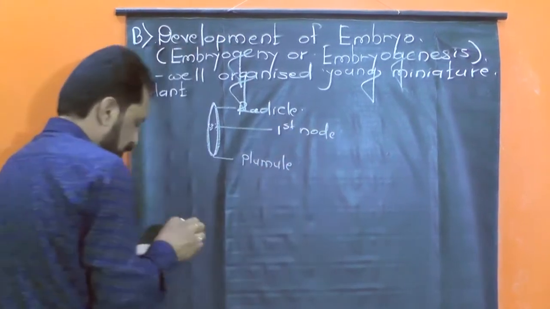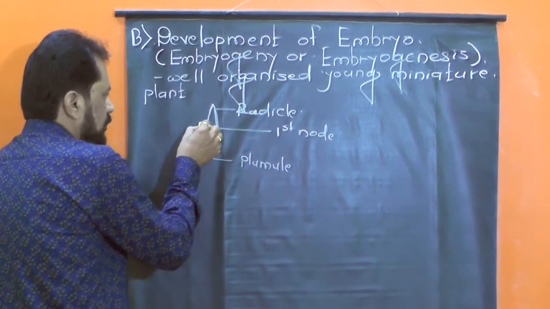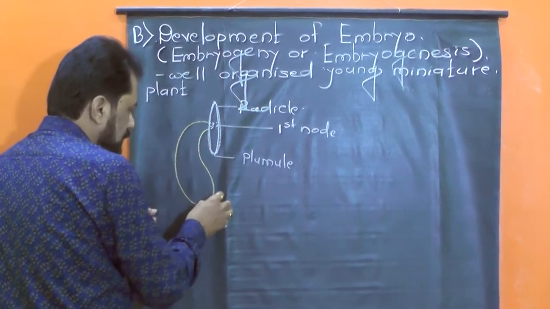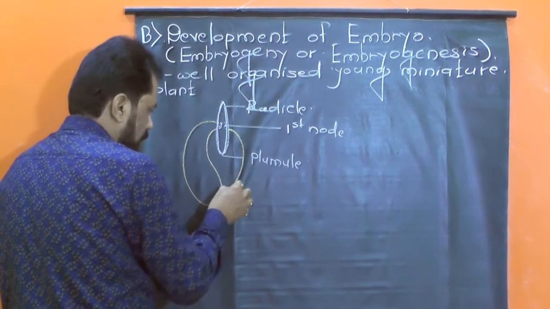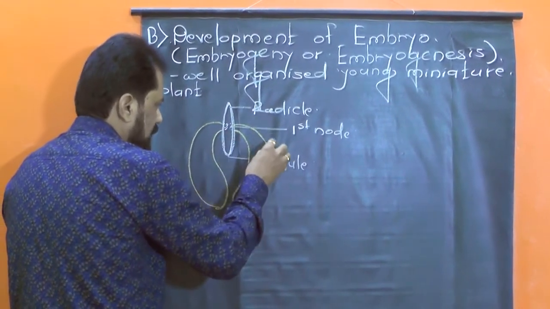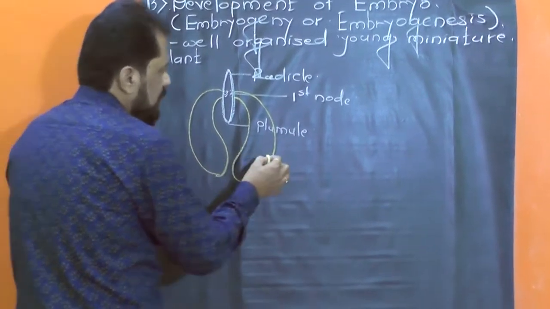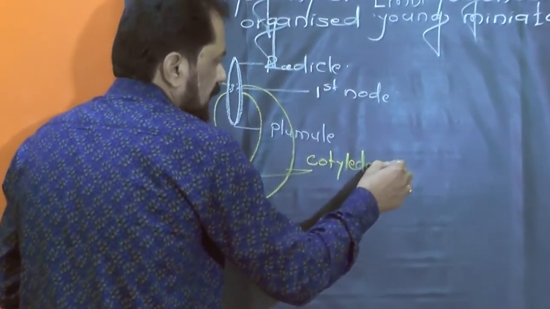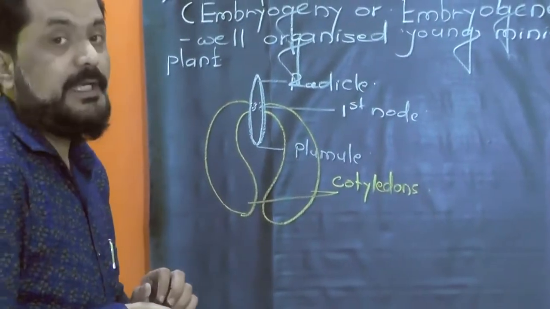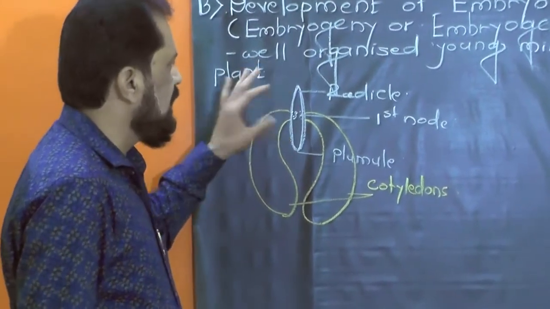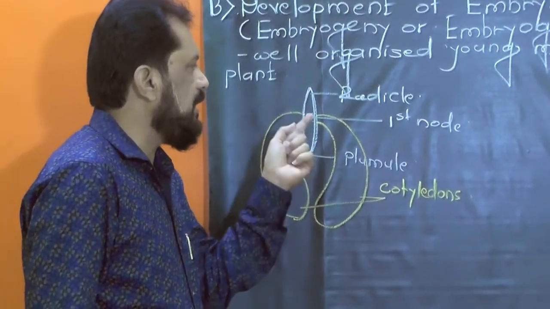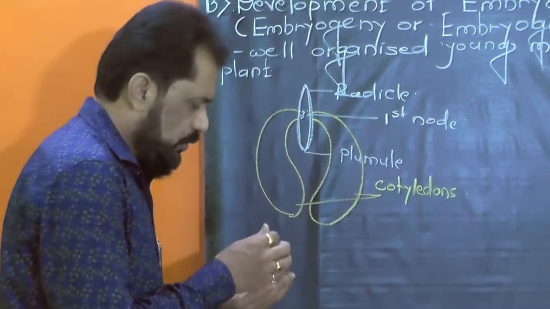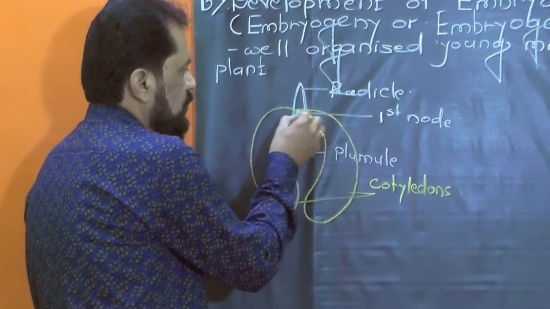Let me explain. Suppose these are the cotyledons. We know that there are two cotyledons because it is a dicot embryo; the name itself indicates it. So these are the two cotyledons. The point or region of the embryonal axis at which the cotyledons are connected to it is known as the first node. Consider this to be the first node.